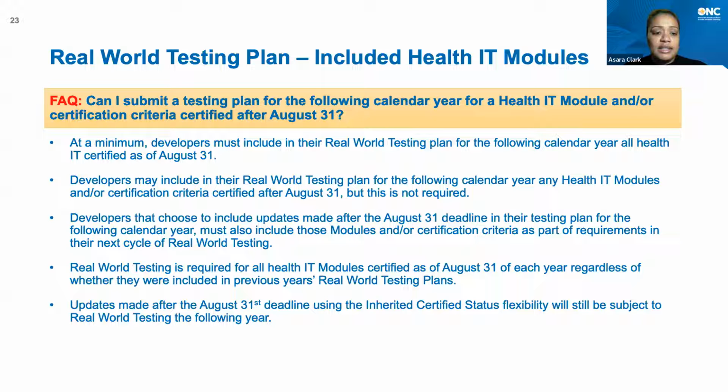So updates made after the August 31st deadline using inherited certified status flexibility will still be subject to real world testing the following year. We have more information on that in the resources that we have made available. I have gone further into the inherited certified status scenario in other webinars, so I won't do a deep dive today, but that is the exception to the rule when it comes to certifications after the August 31st deadline: when using the inherited certified status flexibility. With that being said, I'll go ahead and move on to the next slide.